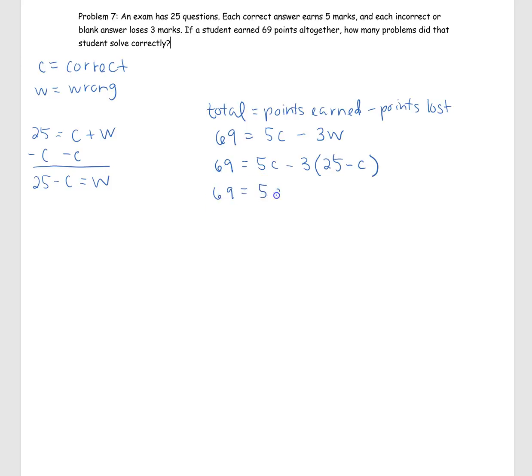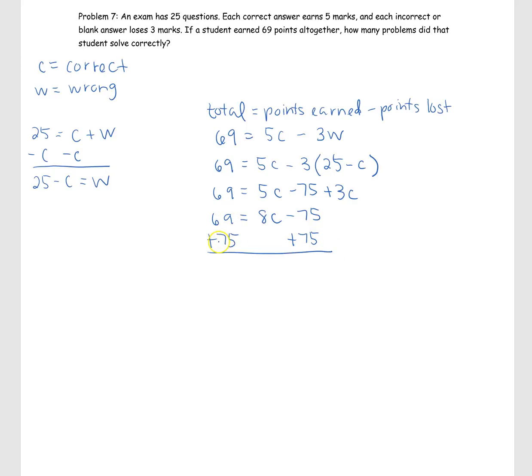And first thing I want to do is multiply this negative 3 into the brackets here. So negative 3 times 25 is negative 75. Negative 3 times negative C is a positive 3C. So now I'm going to combine like terms on the right side of this equation. And I have 5C plus 3C, which is 8C minus 75 here. And now I'm going to add 75 to both sides of my equation.